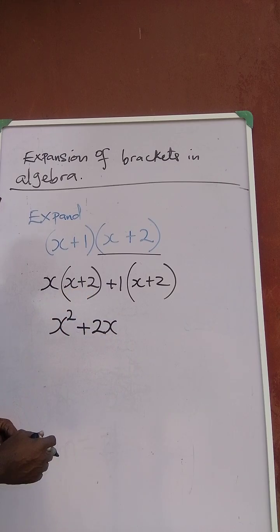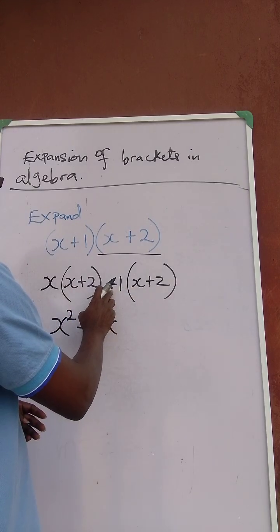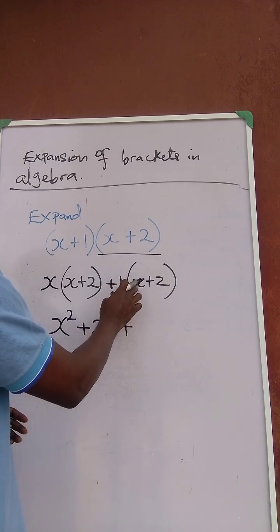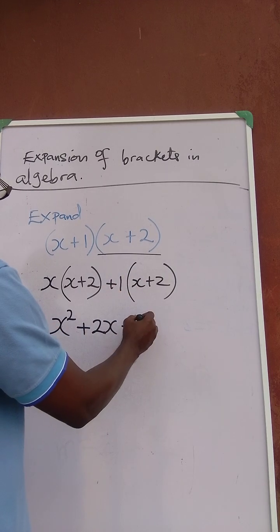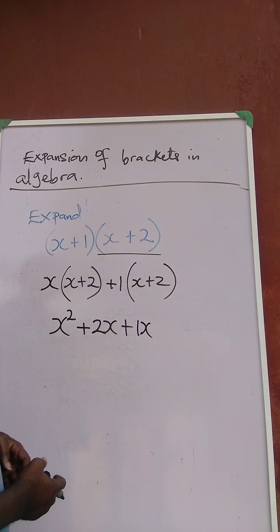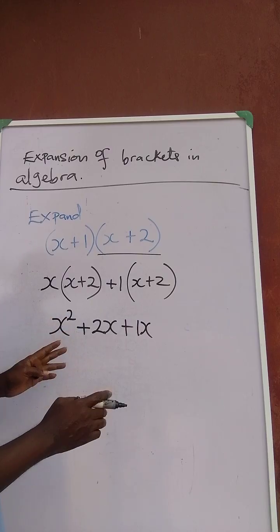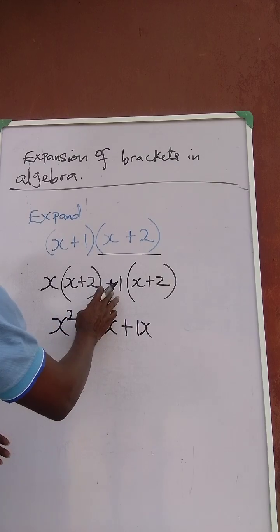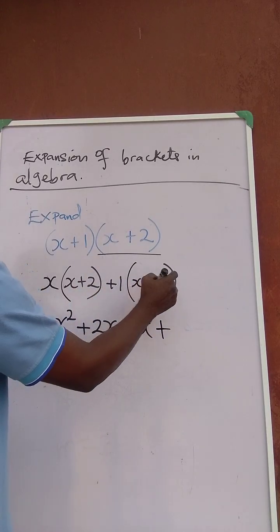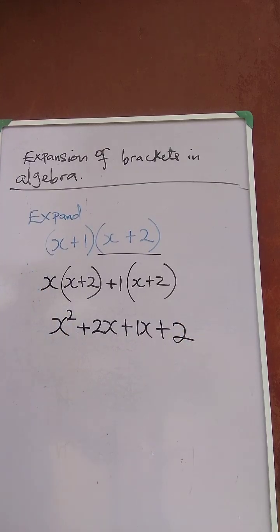We are done with expanding this bracket here. We go to the next one. Plus times plus, that's an invisible plus here, we have plus. 1 times x, we have x, either you write it as 1x or you leave it like that, just x. Leave it like that, no problem. Plus times plus, we get plus. And 1 times 2, we have what? 2.